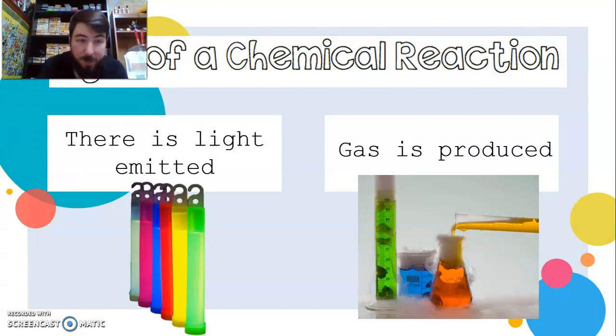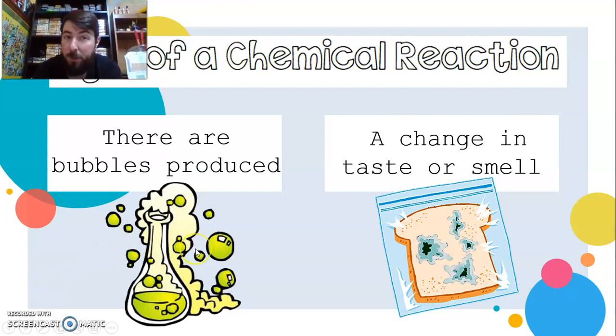Alright, so some more signs. There is light emitted. When you crack a glow stick and it starts glowing, that is an example of a chemical reaction because the chemicals inside the glow stick are reacting together. Also, if a gas is produced, and a lot of times you'll be able to see the gas coming out of it, that's another sign. Or bubbles. Bubbles is another sign that there's a chemical reaction happening. A change in taste or smell, like rotting food, for example, is a chemical reaction.